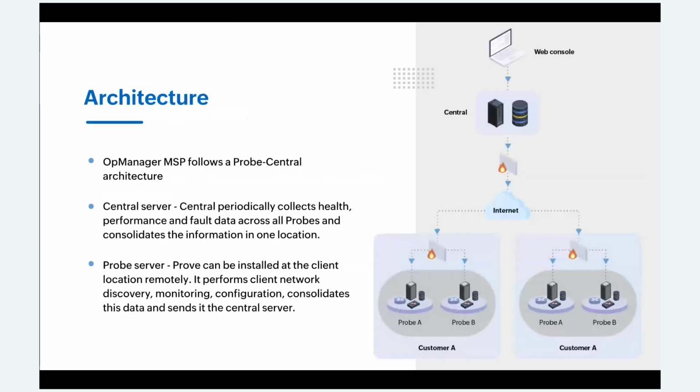Next in the queue, we have the architecture of OpManager MSP. OpManager MSP serves the needs of every managed service provider with its probe-central architecture. Let me explain how Central and Probe work. The Central server acts as a unified console which synchronizes data with multiple probe servers. The Central server is designed to provide network visibility across locations, and consolidate and report the health of multiple remote networks.